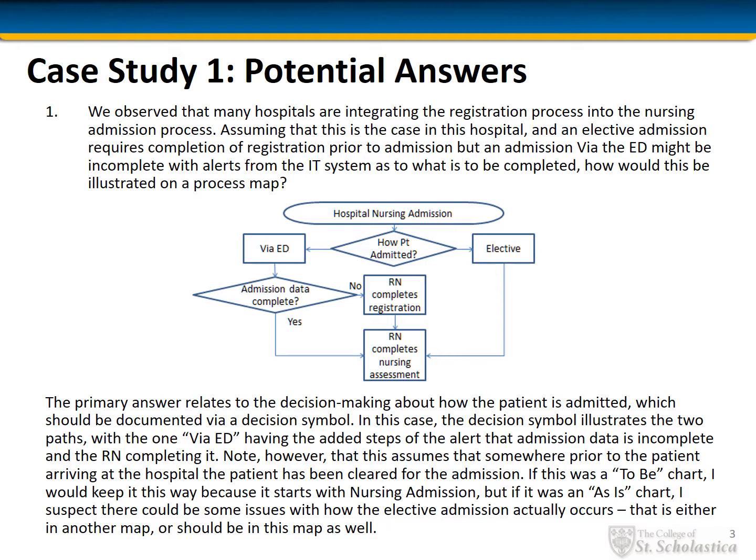Note, however, that this assumes that somewhere prior to the patient arriving at the hospital, the patient has been cleared for the admission. If this was a 2B chart, I would keep it this way because it starts with nursing admission. But if it was an as-is chart, I would suspect there could be some issues with how the elective admission actually occurs that is either in another map or should be on this map as well.